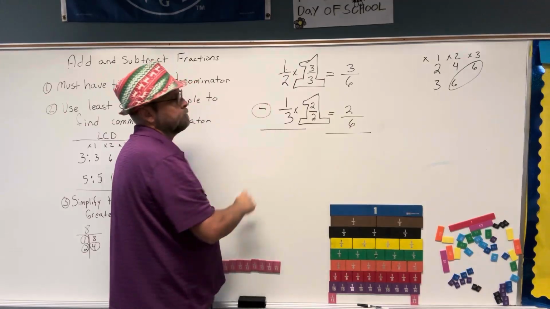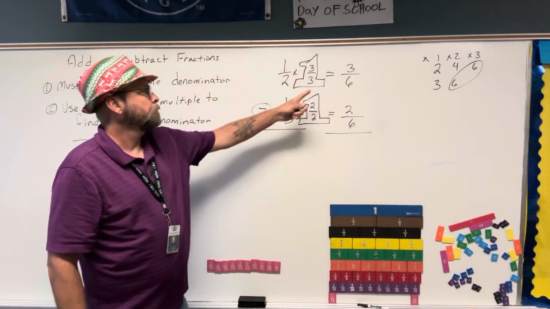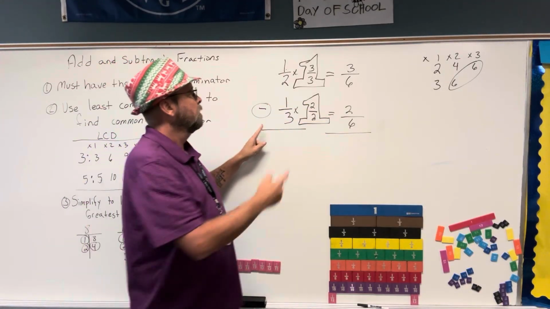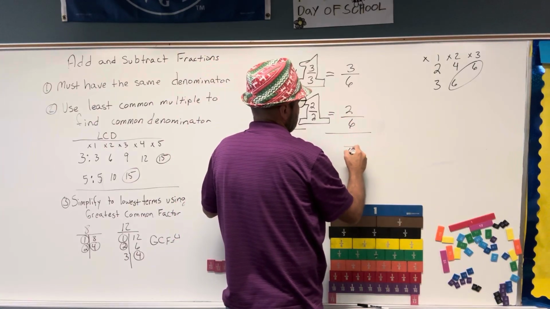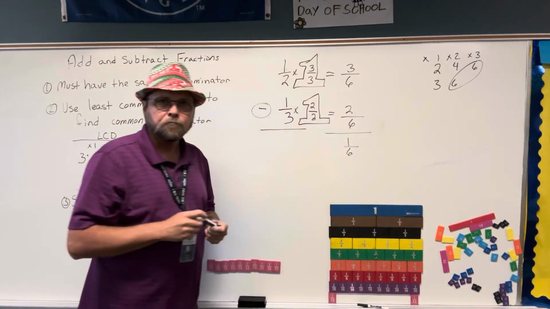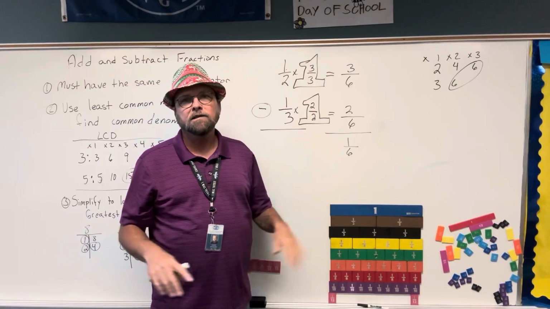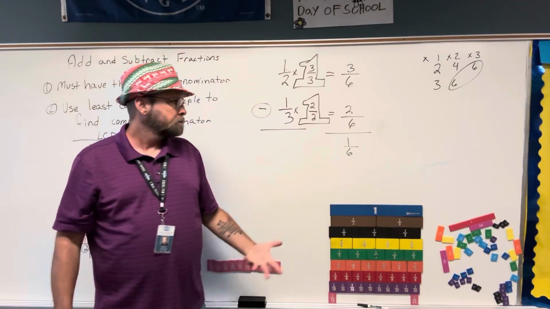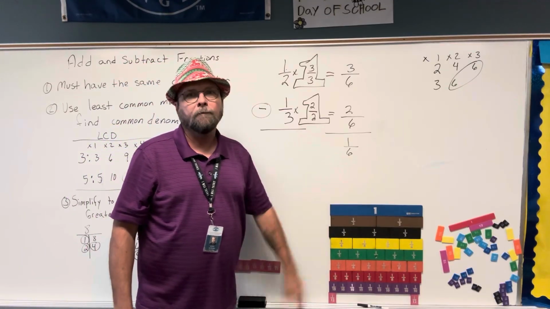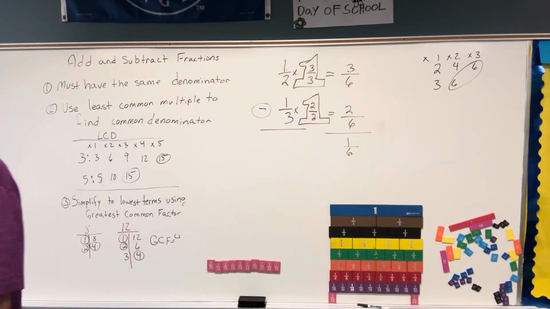I always go back and I find my sign. So I have 3/6 minus 2/6. And my answer is 1/6. If my numerator is 1, I cannot simplify this anymore. So since my numerator is 1, that means 1/6 is the simplest form as I can get.